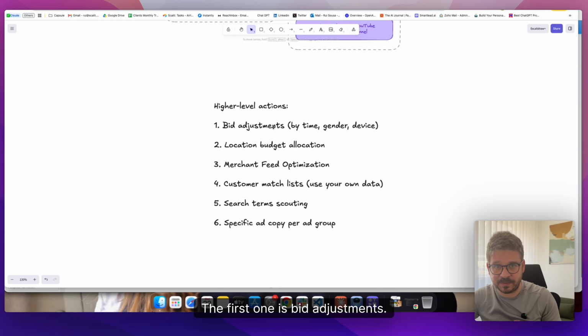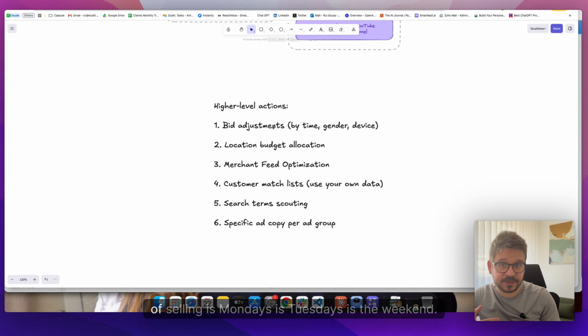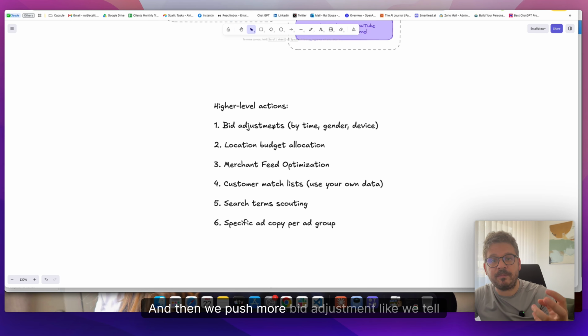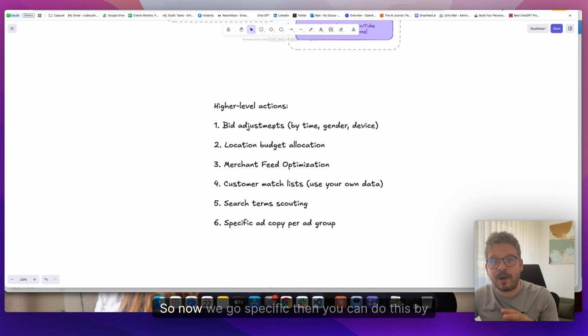The first one is bid adjustments, okay, guys? So we actually like to go after a couple of days and weeks, right, when you start getting data. We're now starting to look at what are the best days of selling. Is it Mondays, Tuesdays, the weekend? And then we push more bid adjustment, like we tell Google, bid more on these days or on this hour of the day, right? So now we go specific.